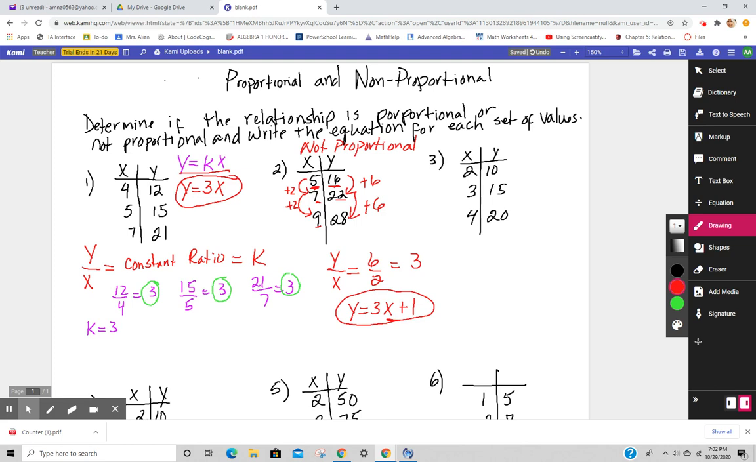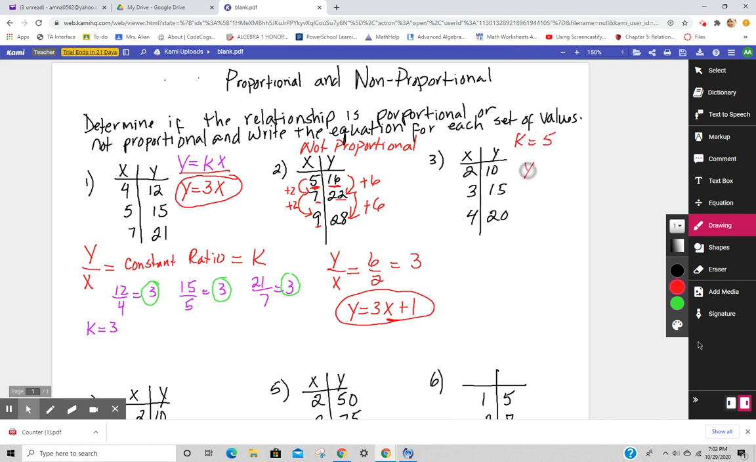Okay, let's look at the next one. You can look at it and tell this one is proportional because every time you divide y by x, you get a constant ratio. 10 divided by 2 is 5. 15 divided by 3 is 5. 20 divided by 4 is 5. So the k value here is 5.